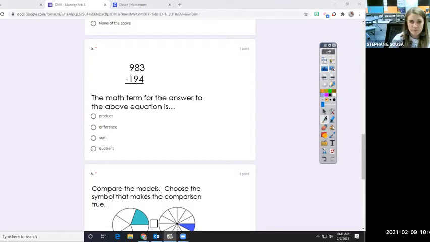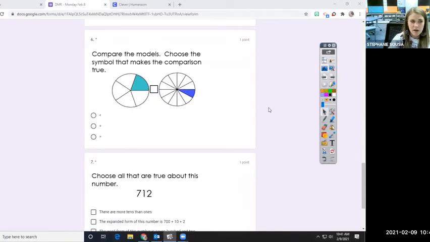All right. Next up, compare the models. Choose the symbol that makes the comparison true. If this is a pizza and I'm super, super, super hungry, I would much rather have 1/5 of that pizza than 1/12 of that pizza. Give me more pizza, y'all.